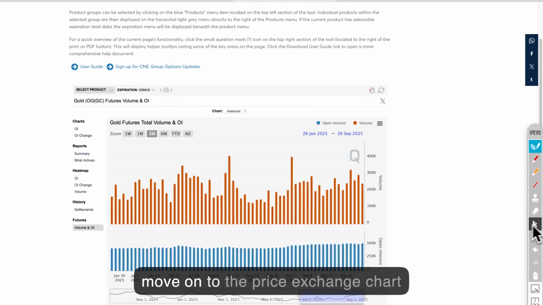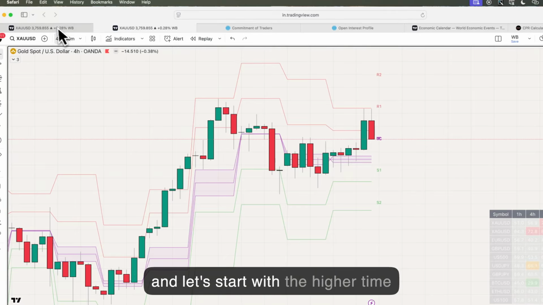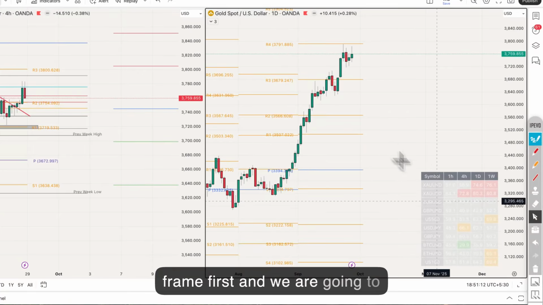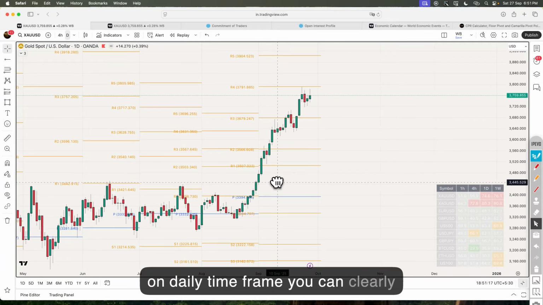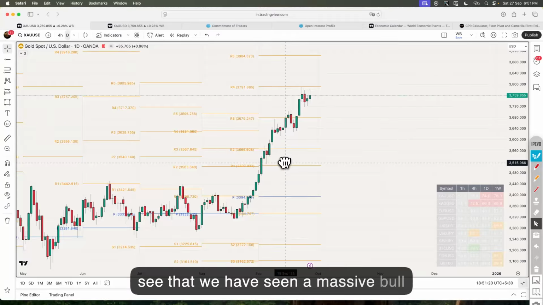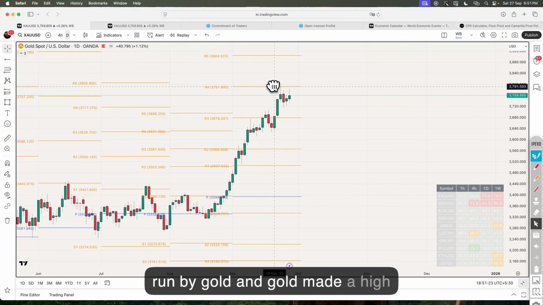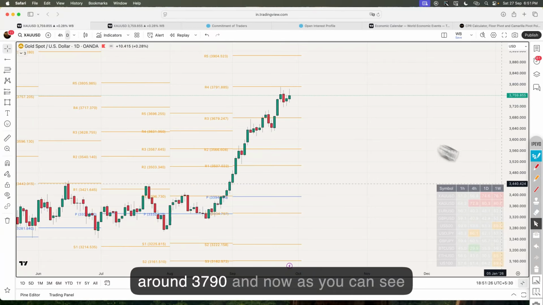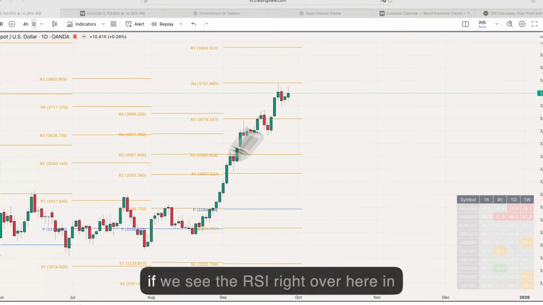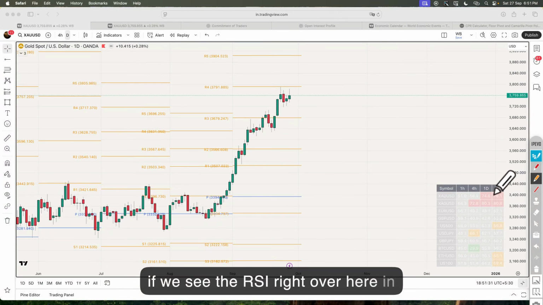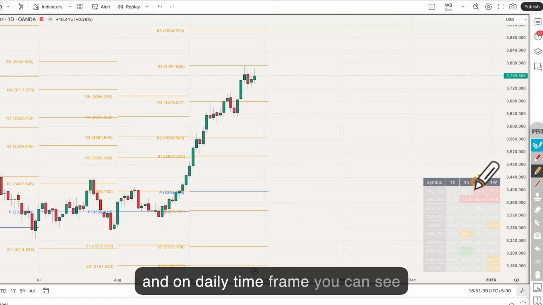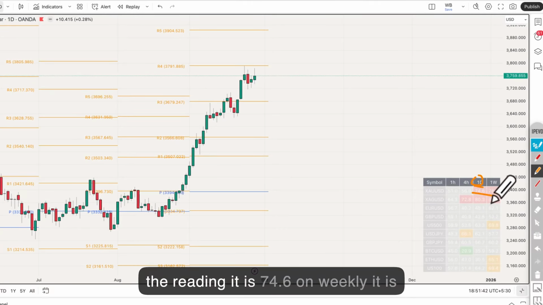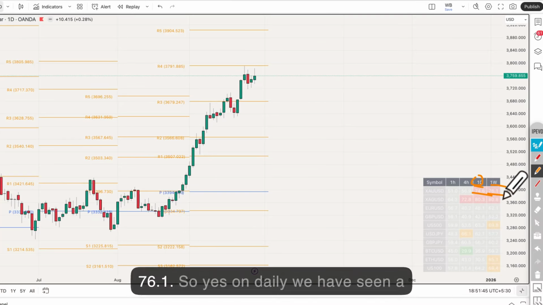So now let's move on to the price action chart, and let's start with the higher time frame first. We are going to discuss the daily time frame first. On the daily time frame, you can clearly see that we have seen a massive bull run by gold, and gold made a high around 3790. Now, if we look at the RSI right over here, in the previous week all time frames were in a very stretched condition. On the daily time frame the reading is 74.6, and on the weekly it is 76.1.